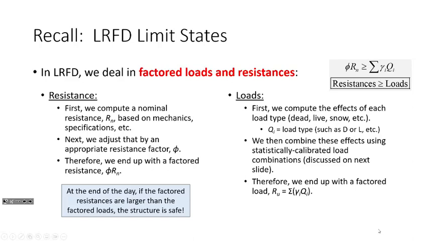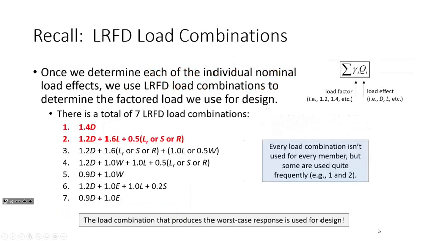On the load side, we do not deal with just dead loads and live loads. We deal with factored load combinations, like 1.4 dead, or 1.2 dead plus 1.6 times the live. And then we use the worst-case scenario. As long as the factored resistances are greater than or equal to the factored loads, we know that our structure is safe. These are the load combinations that we use in LRFD. Today, we're really only going to need the first 2. And I would argue that for the vast majority of problems in this class, the first 2 load combinations are what we end up using.